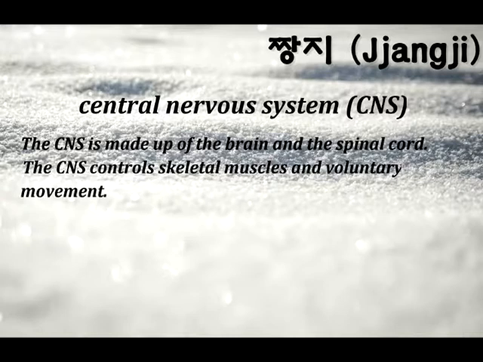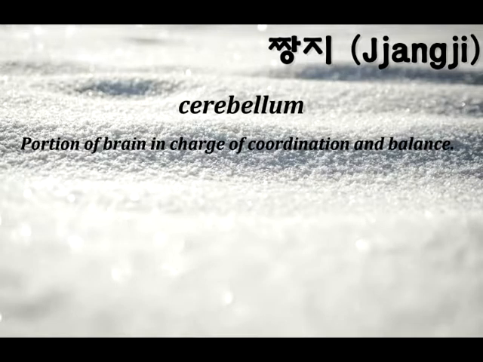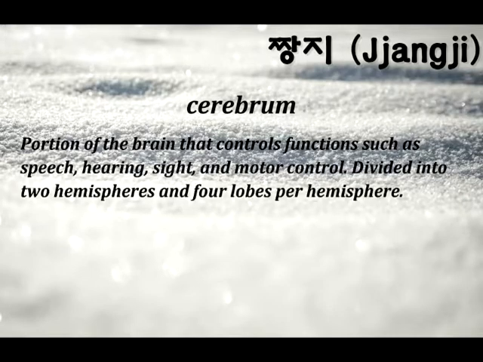The CNS is made up of the brain and the spinal cord. The CNS controls skeletal muscles and voluntary movement. Cephalization, the concentration of sensory machinery in the anterior end of a bilateral organism. Cerebellum, portion of brain in charge of coordination and balance. Cerebrum, portion of the brain that controls functions such as speech, hearing, sight, and motor control. Divided into 2 hemispheres and 4 lobes per hemisphere.